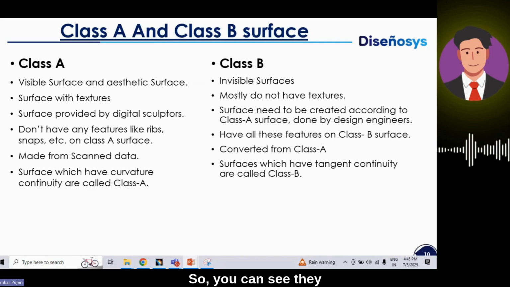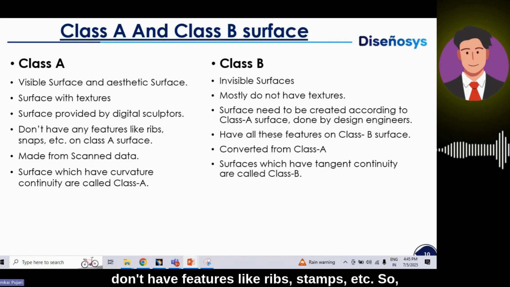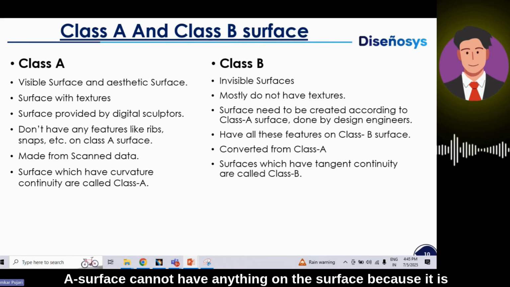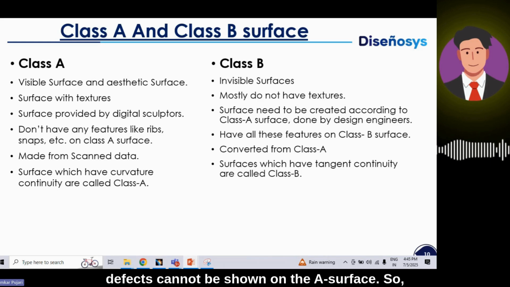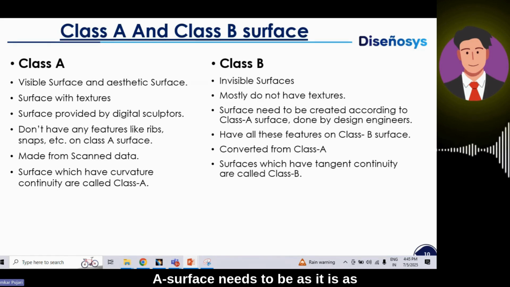So you can see they don't have features like ribs, stamps, etc. An A surface cannot have anything on the surface because it is an aesthetic surface. Even defects cannot be shown on the A surface. So the A surface needs to be as it is, as given by the sculptor. Please note it down for your whole life.